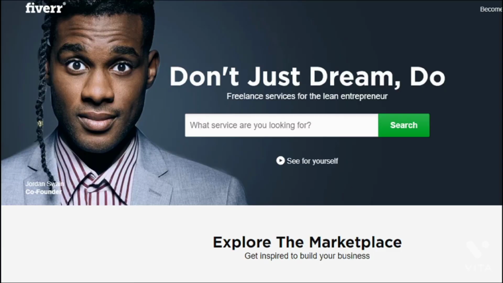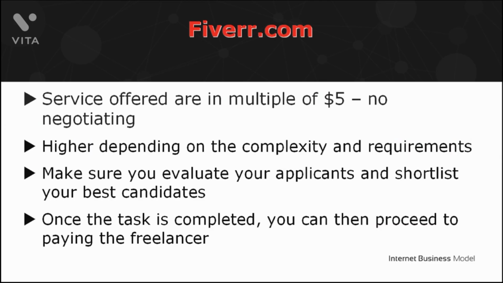First off, Fiverr.com, the largest marketplace for digital services, lets you buy or sell any services starting at a flat rate of $5 per service. A service is known as a gig. Services offered are in multiples of $5, thus no negotiation of price. It can also go higher depending on the complexity and requirements of the project. It can be anything from as simple as creating a logo to voiceovers. To find out the best freelancers out there, make sure you evaluate your applicants and shortlist your best candidates.